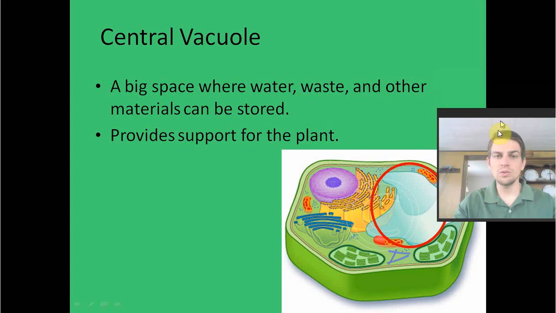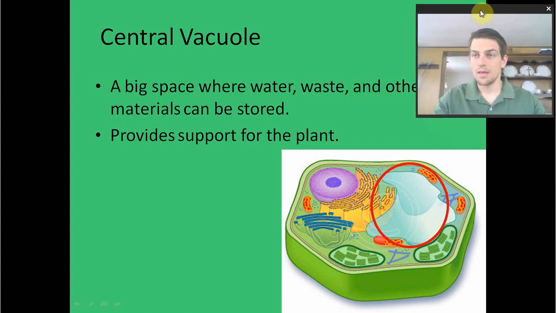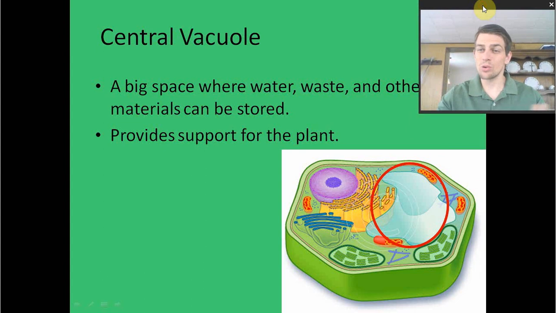It is used to store water, waste, and other materials. That's one of its purposes. It's just kind of a big storage site for stuff that can be in fluid to go into. So cells can sometimes hold waste there before getting rid of it, or hold extra water there or extra materials there in this central vacuole. But additionally, it provides support for the plant.